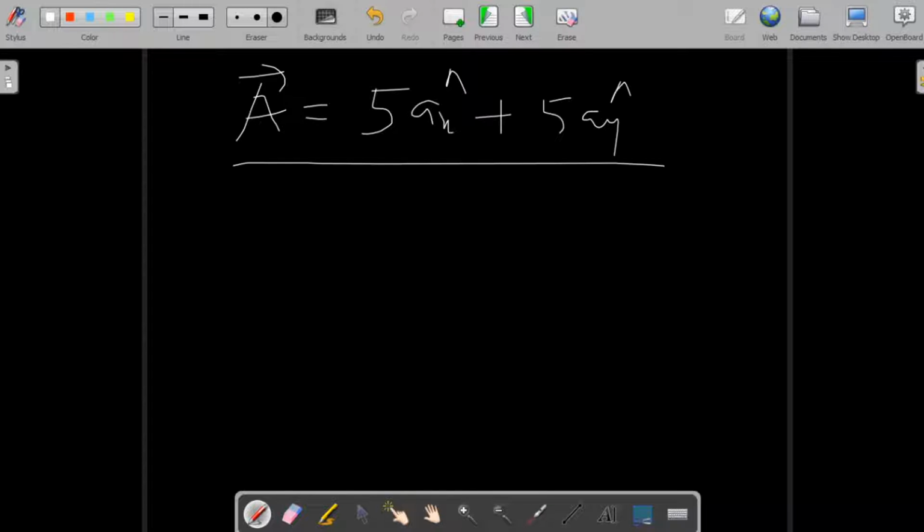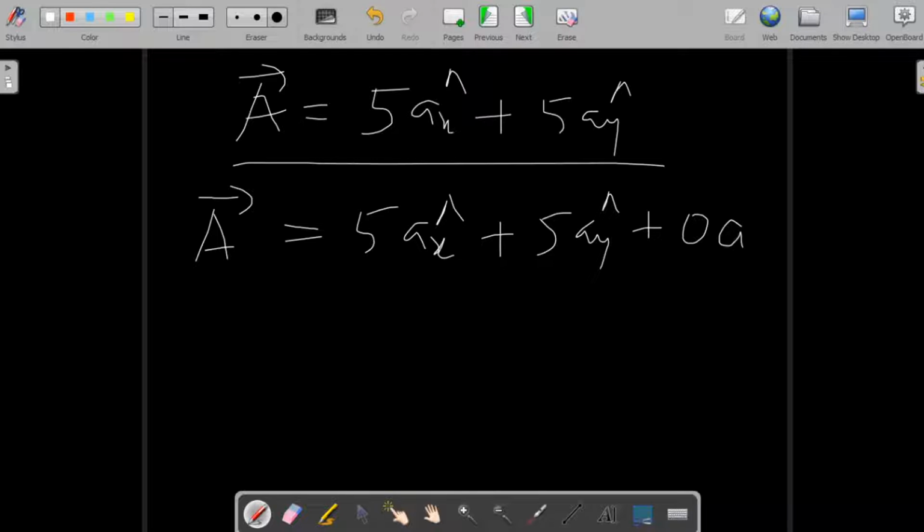Now this idea can be easily extended to 3 dimensions. So in 3 dimensions, this representation is basically 5ax cap plus 5ay cap plus 0 az cap. Is it not? 0 az cap. What is this az cap? This az cap represents the third axis, that is the z axis.